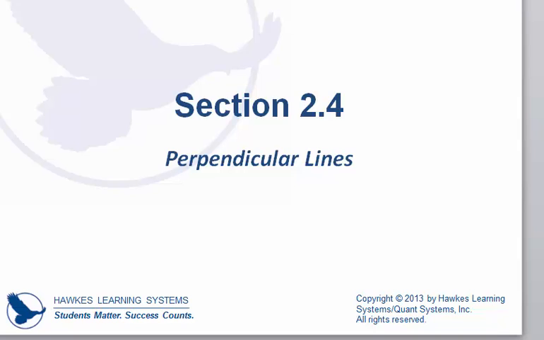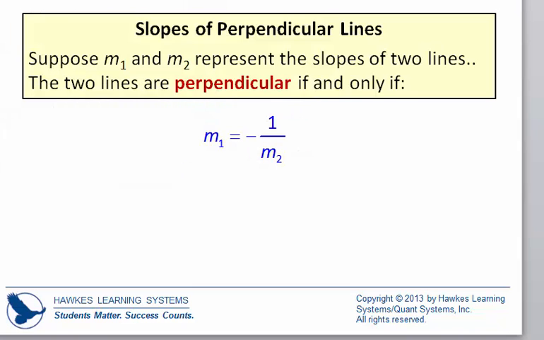We will now continue with section 2.4 and discuss perpendicular lines. Let's consider the slopes of perpendicular lines. Recall that perpendicular lines are those lines that cross and form right angles of intersection. So these two lines would be perpendicular as long as we have a right angle where the lines intersect.